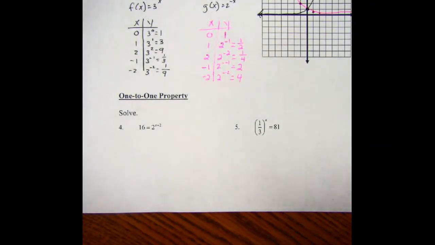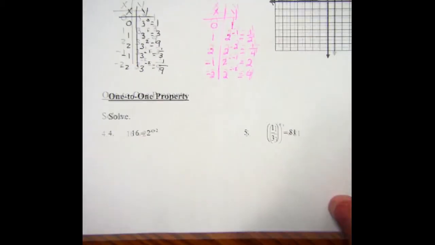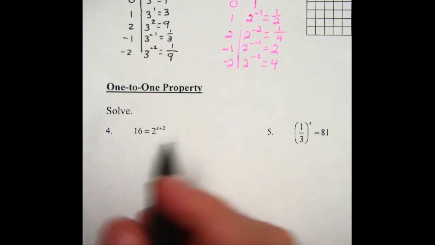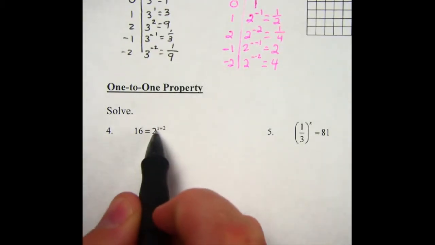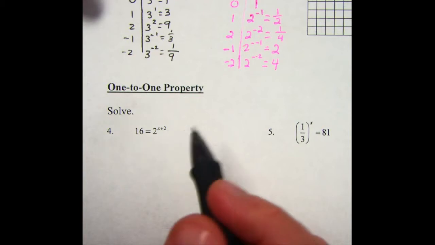Okay, now we're going to go down to example number 4 and 5, the one-to-one property. When we have these things in equations, it could get kind of interesting here. Let me zoom in some more so we focus in on just those particular problems. So what we have is 2 to the x plus 2 power, because now our exponent has our variable in it, and that's where it gets a little more interesting than your basic normal equation.